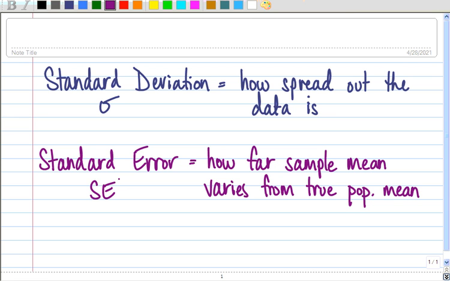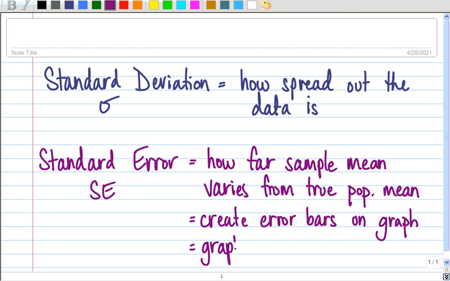Now, when you go to work with standard error in today's experiment, and I'll mention this again, it is going to be used to create error bars on your graph. And what we want to do is graph 2 times the standard error, 2 times SE. So you're going to get an online calculator to run some numbers for you, and you might get a standard error of, let's make up an example, 0.42.